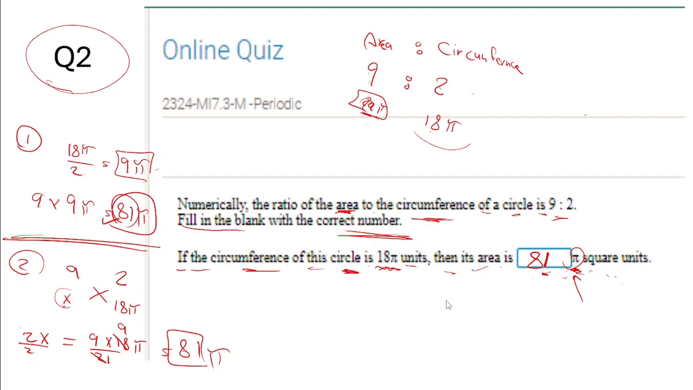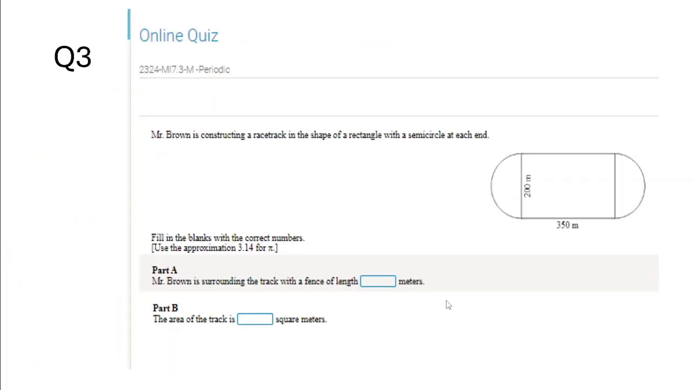Okay, so let's move to question number 3. Okay, question number 3. Here it is saying Mr. Brown is constructing a racetrack in the shape of a rectangle. I have the rectangle, okay, with a semicircle at each end. There is a semicircle here and a semicircle here. Okay, the semicircle is a half circle.